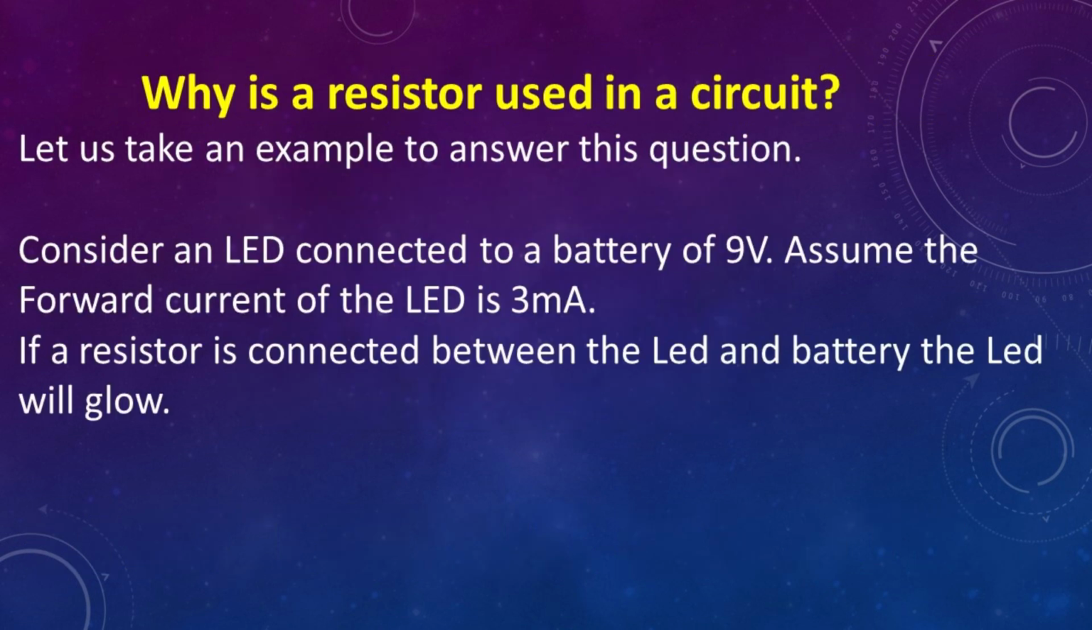Why is a resistor used in a circuit? Let us take an example to answer this question. Consider an LED connected to a battery of 9V. Assume the forward current of the LED is 3 mA. If a resistor is connected between the LED and battery, the LED will glow.